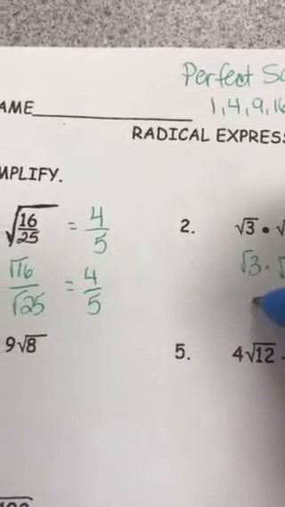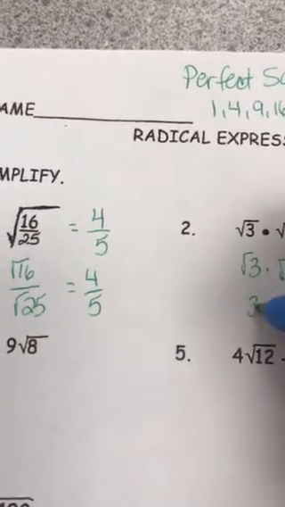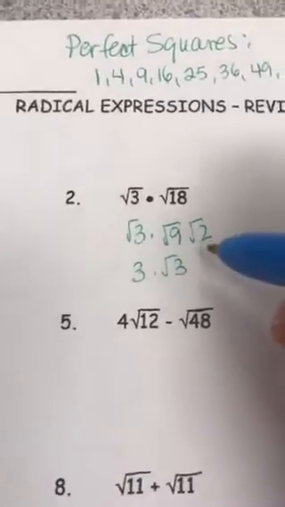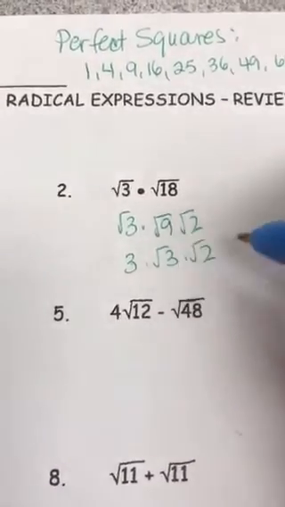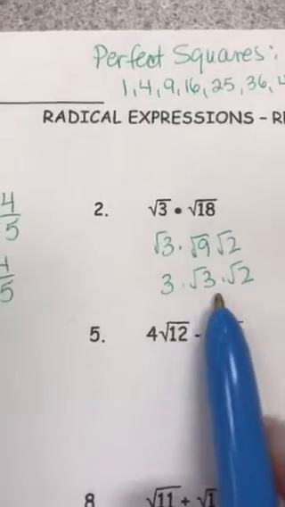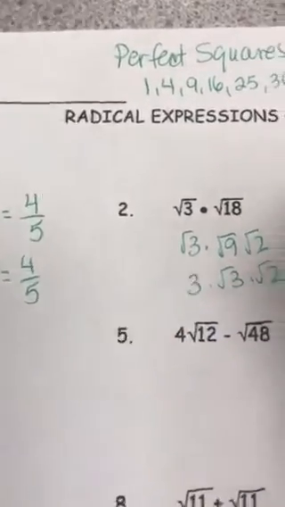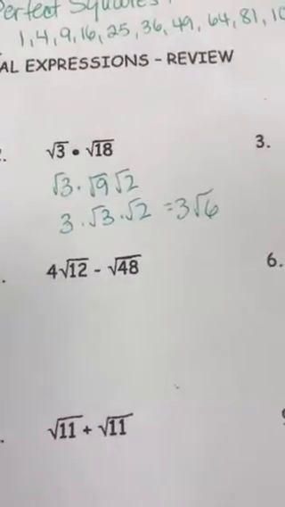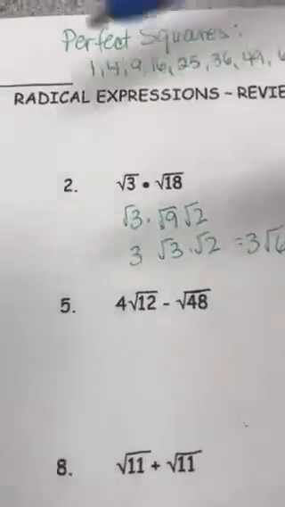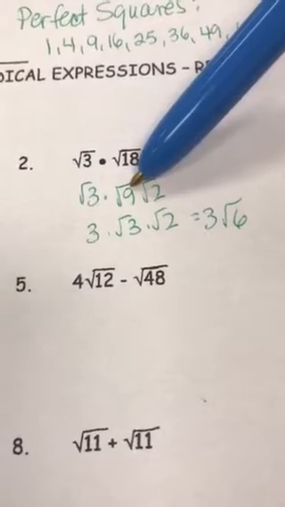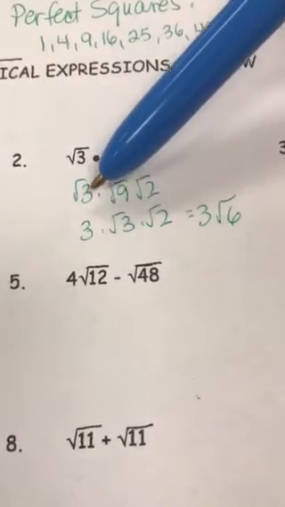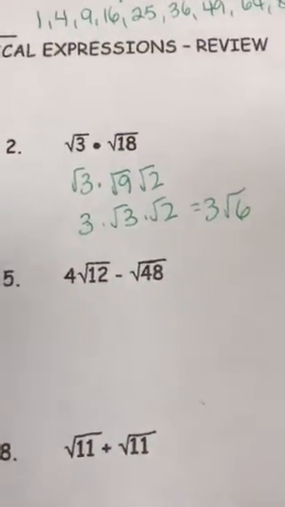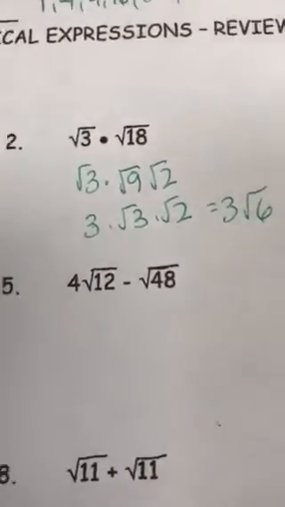But now I can take the square root of 9. So I'm going to rewrite this. 3. All right, I'm moving the 3 out. And then I'm left with the square root of 3 times the square root of 2. So now I can multiply these two together, giving me 3 root 6. All right, so right here, I took the square root of 9, which is 3, and then just multiplied those two together because they're both under the radical. All right, so you get 3 root 6.